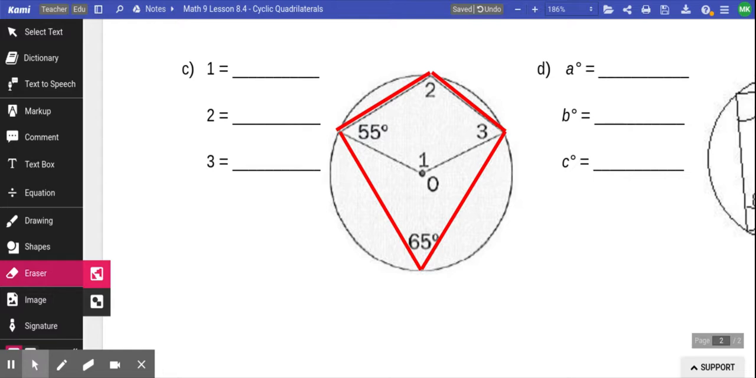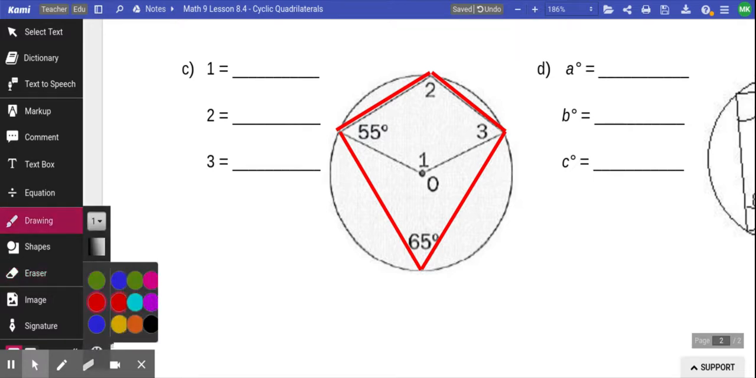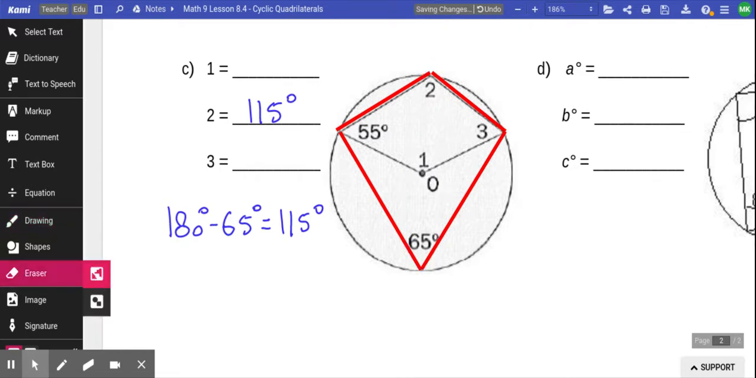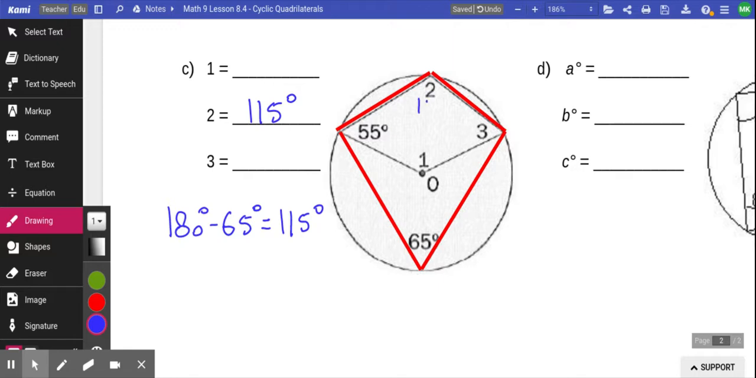Tricky, I know. Okay, so to work with this red one, the first thing I'm going to notice is, hey, I've got some opposite sides here. I've got 2 and 65. Those are opposites. I'm going to use my opposite trick to figure out what angle 2 would equal. I go 180 degrees, I subtract 65 degrees, and that equals 115 degrees. So angle 2 is 115 degrees. Perfect. Let's put that in there: 115 degrees.